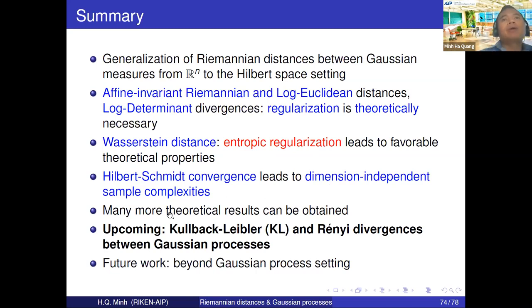And I have some upcoming work on the Kullback-Leibler and Rényi divergences between Gaussian processes. Actually, I have just completed the manuscript, so it should be available on arXiv pretty soon. And for future work, we have to move beyond Gaussian processes. I'm sorry that the talk has been entirely theoretical and mathematical. I haven't really shown any application yet, so hopefully in the future we will have practical applications as well. Or if you have some applications, I would love to hear about them.